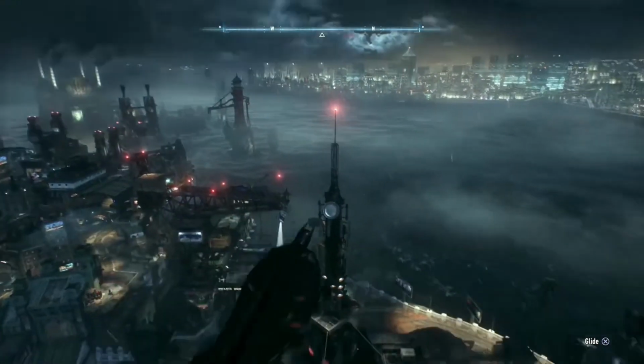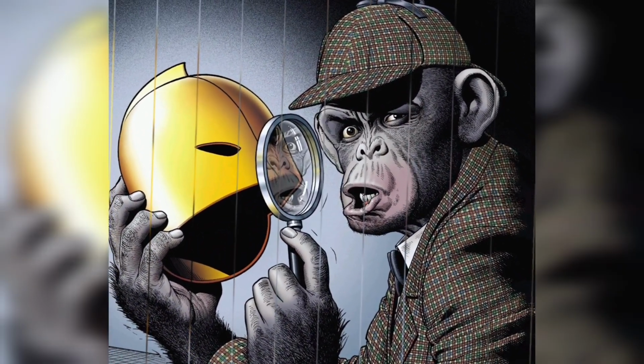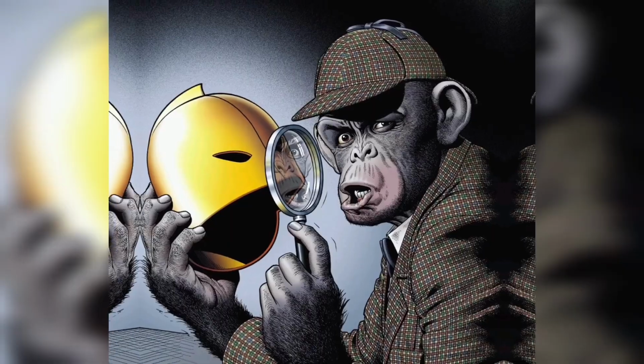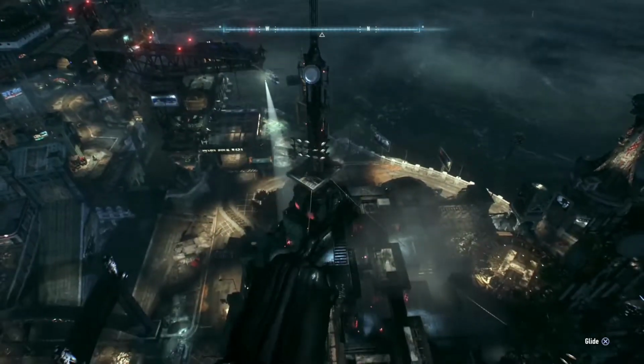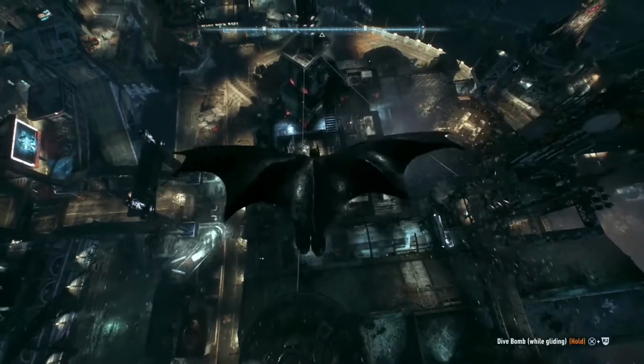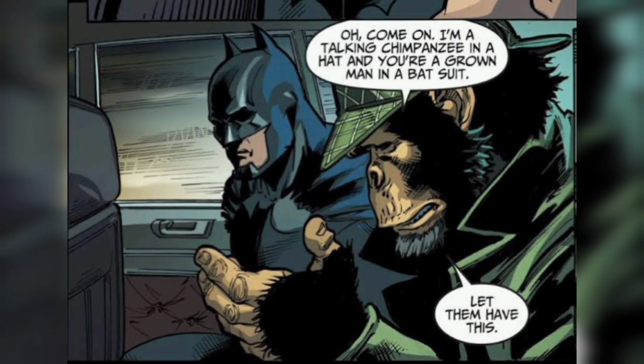Next is Earth 52's Detective Chimp. On Earth 52, a world dominated by sapient apes, Detective Chimp is a Batman analog. A highly intelligent metasimian detective, Detective Chimp takes on the role of Gotham's protector in his own way.